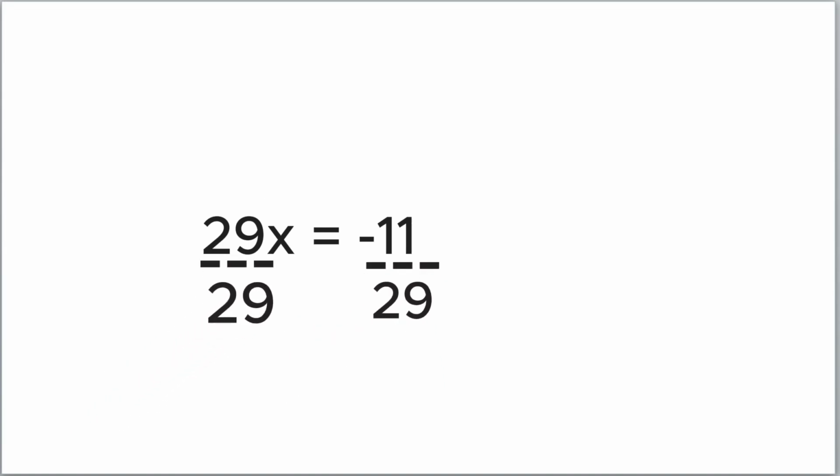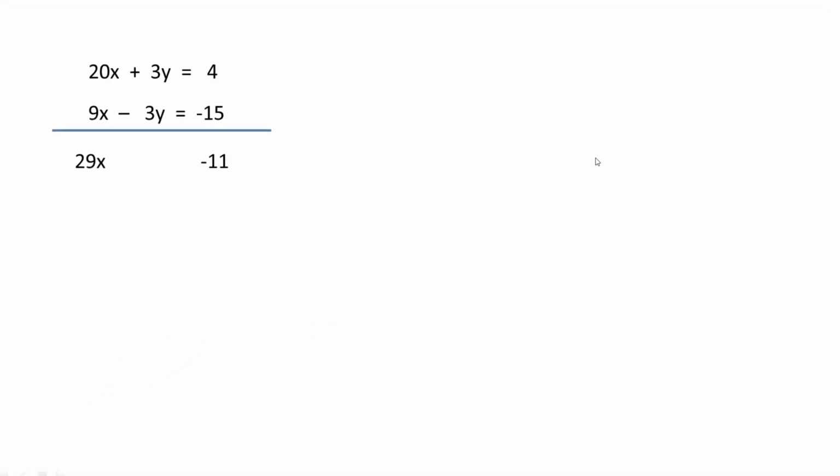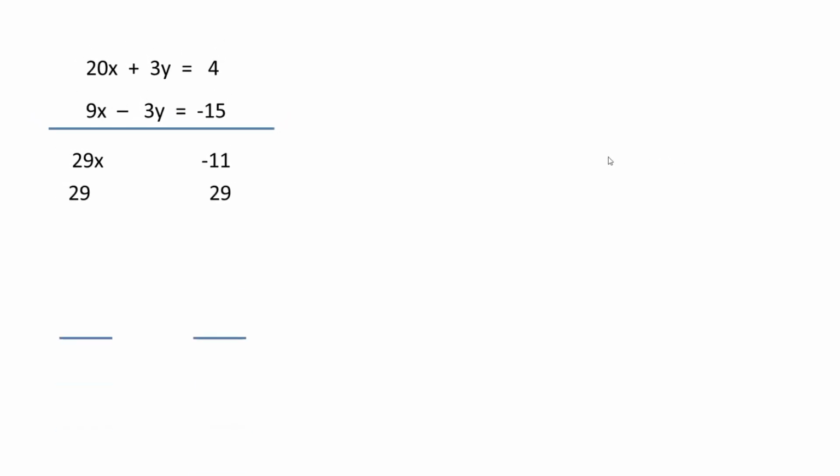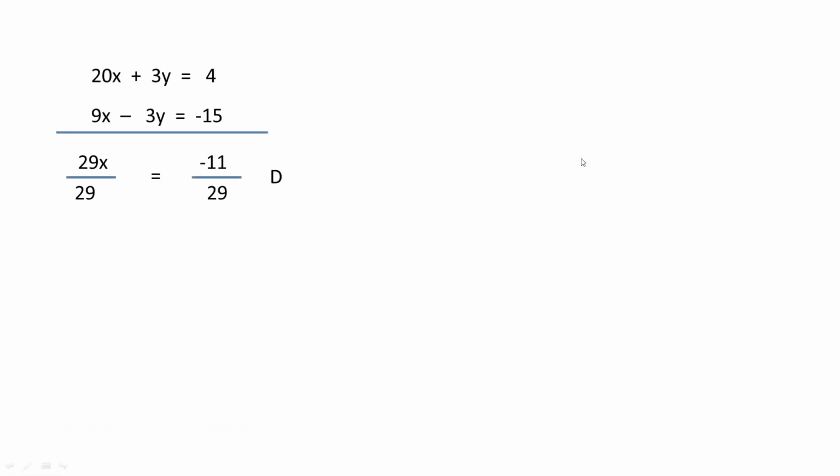Now divide both sides by 29, which gives 29x divided by 29, which equals minus 11 divided by 29. Note that we divided both sides by 29. Therefore, the answer is x equals minus 11 divided by 29. Now let's try to find y.